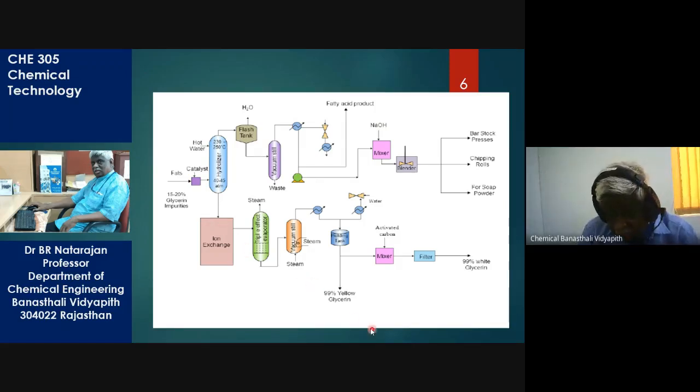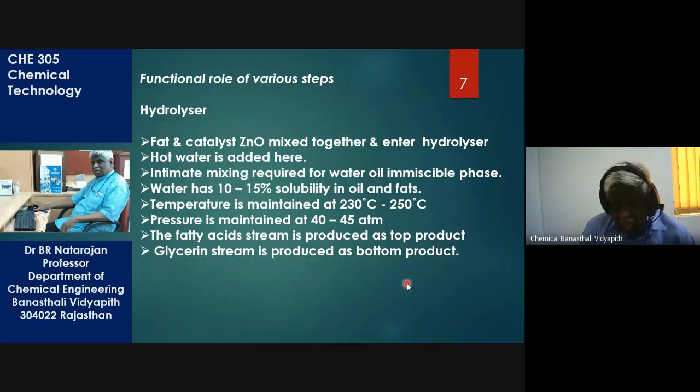The glycerin, of course, has to be concentrated, and a triple effect evaporator is used, and then it goes to a vacuum still from which some impurities may be removed, and what you get is 99% yellow glycerin. And if you want white glycerin, take it into a mixer with activated carbon and filter it. You get 99% white glycerin. How? Because the color chemicals which add this yellow color have got stuck in the activated carbon and have got removed. Okay, so this is about the hydrolyzer.